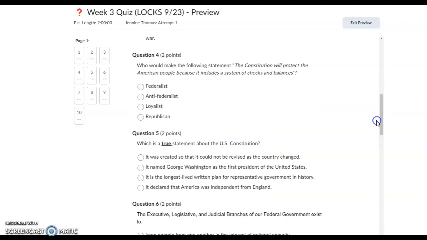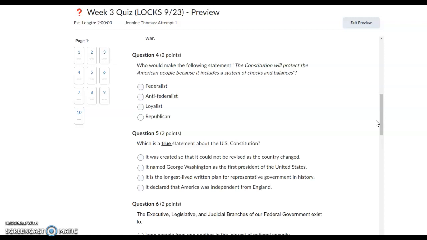Question number 4. Who would make the following statement? The Constitution will protect the American people because it includes a system of checks and balances. Would this be A, a Federalist, B, an Anti-Federalist, C, a Loyalist, or D, a Republican?